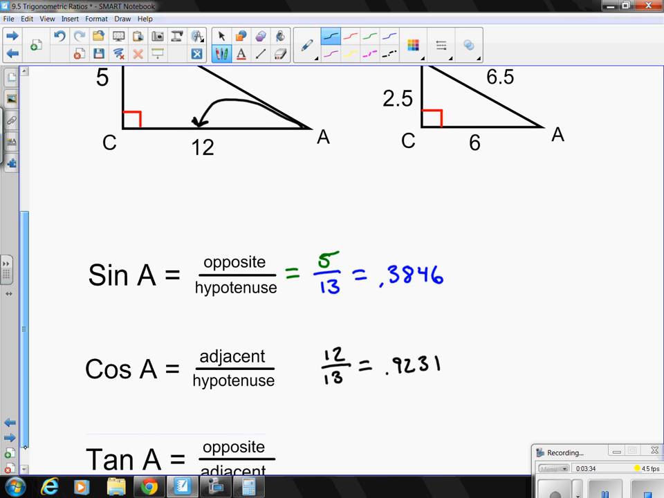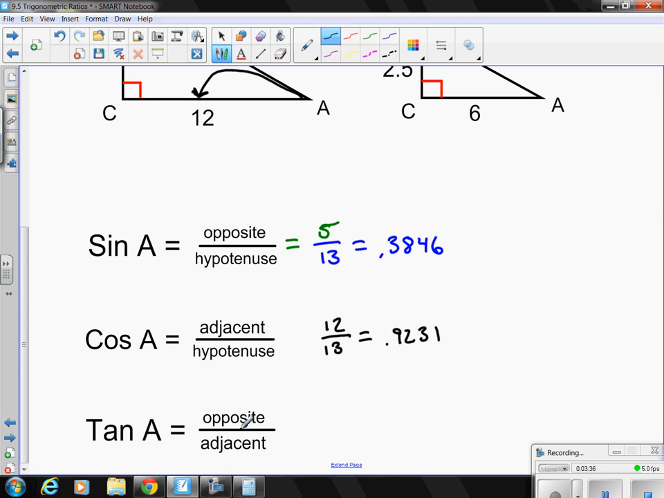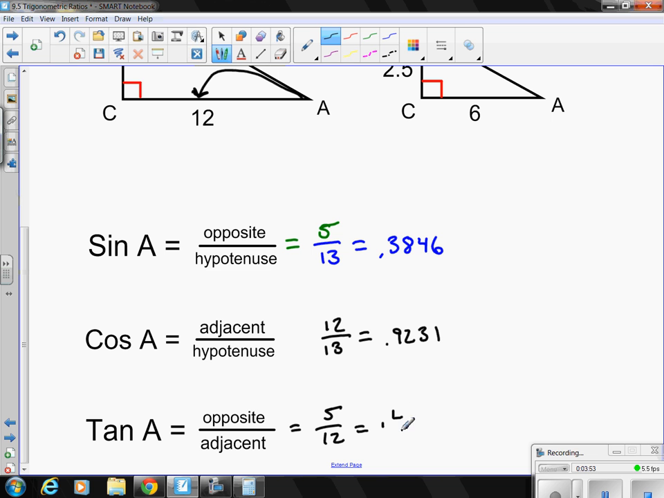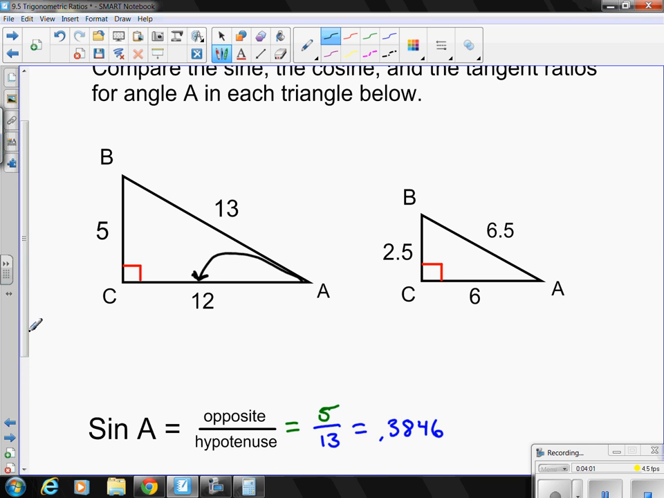And the tangent, opposite over adjacent. We already know the opposite side is 5, and our adjacent side is 12. So 5/12 is 0.416. Okay, so now that was for this triangle.